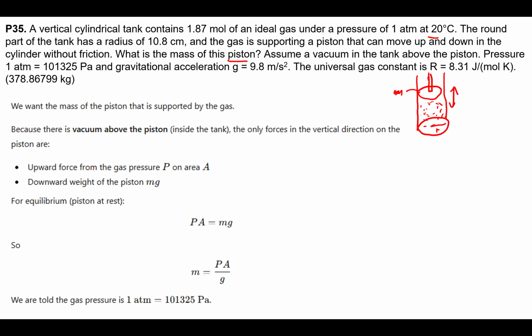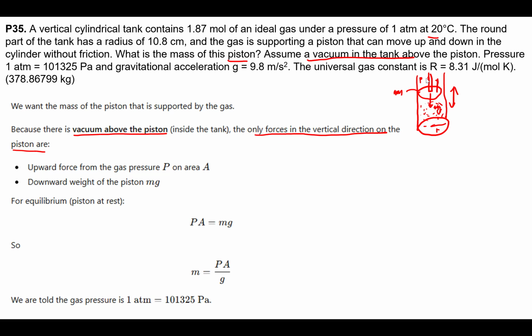So at the most, we assume a vacuum in the tank above the piston, so that above the piston the pressure is vacuum, okay? And then what is going to happen is that with the vacuum above the piston inside the tank, the only forces in the vertical direction on the piston are the upward force from the gas pressure times the area, and then there is a downward mg.